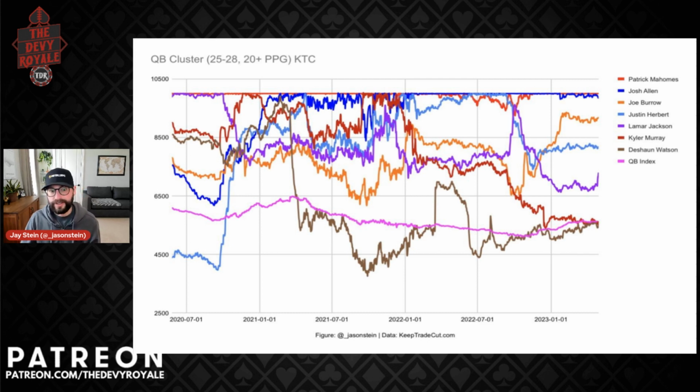So looking at these charts, Mahomes and Allen, I'd agree, are probably different. Those guys are holds. But if you think Burrow, Herbert, Jackson, Murray, and Watson can score similar points per game, then Jackson, Murray, and Watson look cheaper than the group. I'm actually advocating a sell for Burrow and a buy for Kyler and Deshaun Watson, and to a lesser extent, Lamar Jackson. You can find all that in the article.